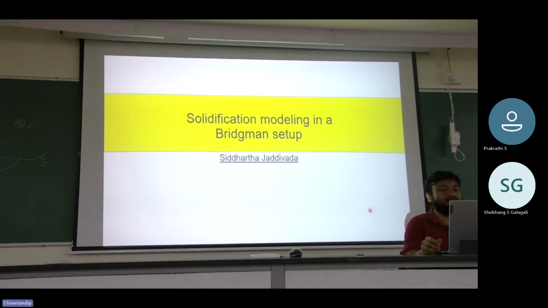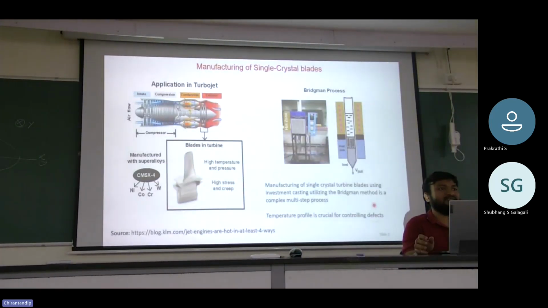So now, as Sir explained, this presentation is regarding National Supercomputing Mission. This one is just a small motivation. Generally in turbines we need plates which are highly resistant to deformation at high temperatures. These kinds of things are manufactured in Bridgman setup. As we know, in Bridgman setup, there will be a crucible which will be pulled slowly. Bridgman setup is generally used for casting complicated structures like blades. So we can see this blade, which is a very complicated structure.